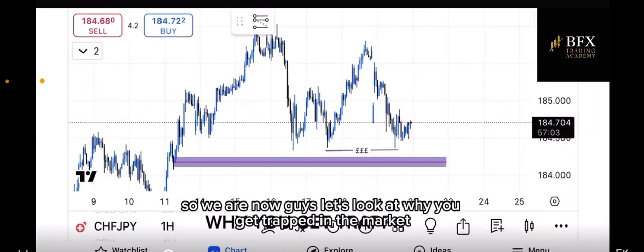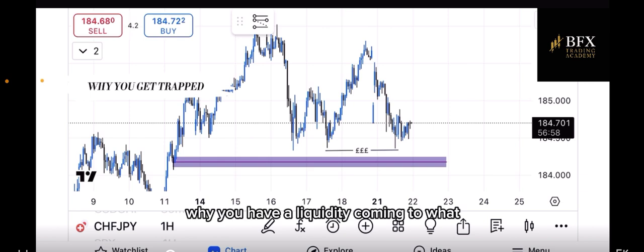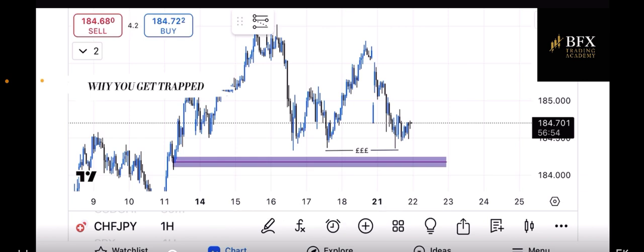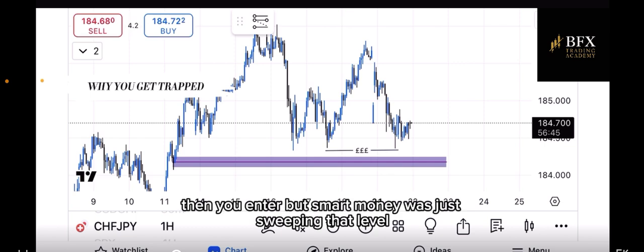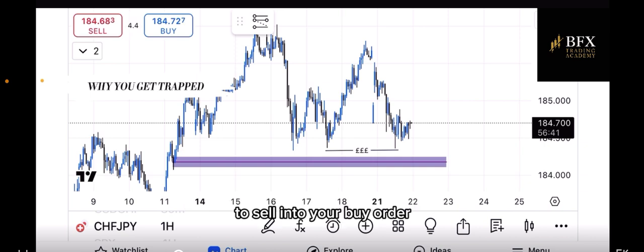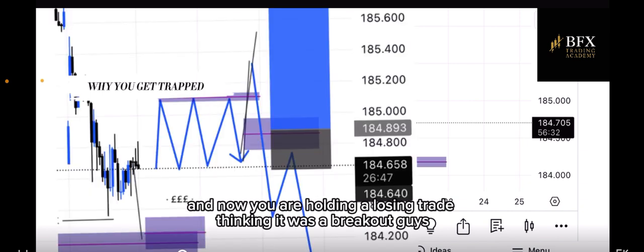So now guys, let's look at why you get trapped in the market. Why you have liquidity coming to break your zone. Now, here's the trap. You see that price break resistance, okay? Then you enter. But smart money was just sweeping that level to sell into your buy order. And now you are holding a losing trade, thinking it was a breakout. Guys, look at it.